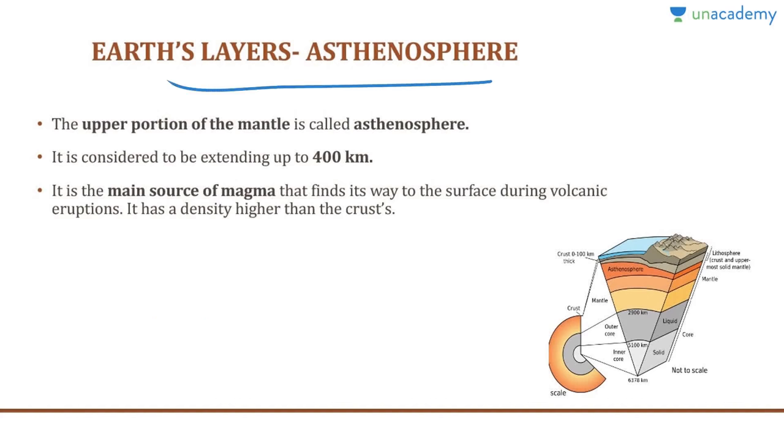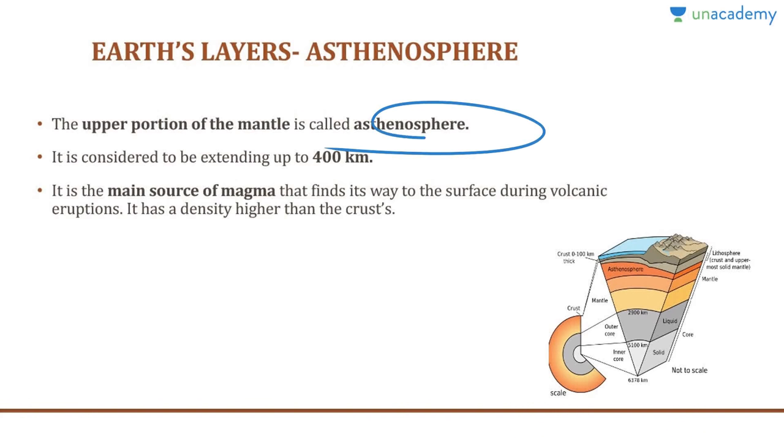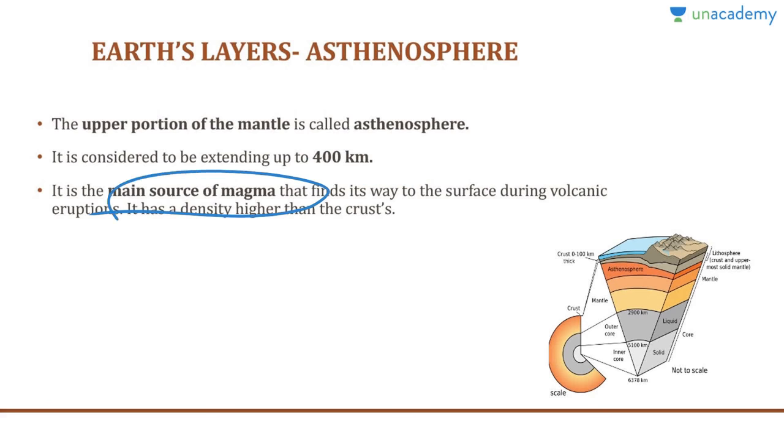Now, as I told you, asthenosphere is actually a part of mantle only. The upper portion of mantle is called asthenosphere. Astheno means weak, right? And it is considered to be extending up to 400 kilometers. So, remember, from Moho discontinuity till 2900 kilometers, mantle extends. The upper portion of mantle is known as asthenosphere, which extends up to 400 kilometers. This is the place from where the magma comes out during volcanic eruption. So, it is the main source of magma that finds its way to the surface during volcanic eruptions. And it has a higher density than crust. As I've told you, as we are moving inside from the crust to the core, the density is increasing.